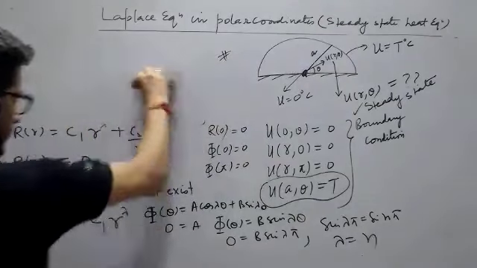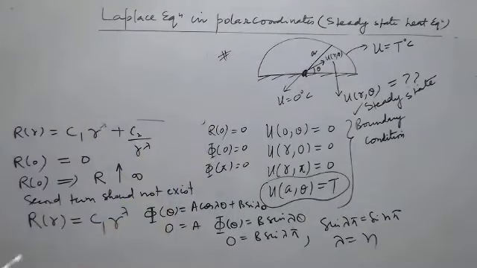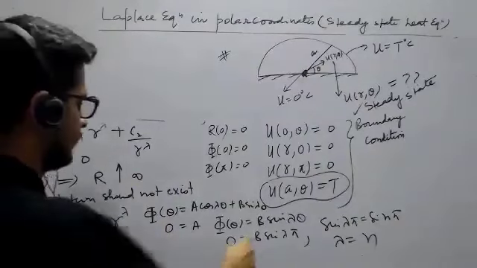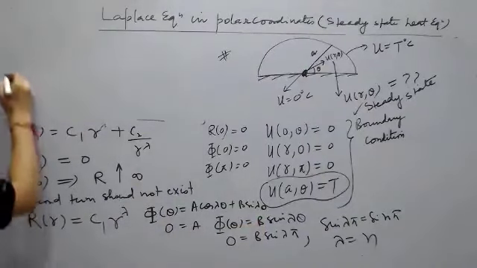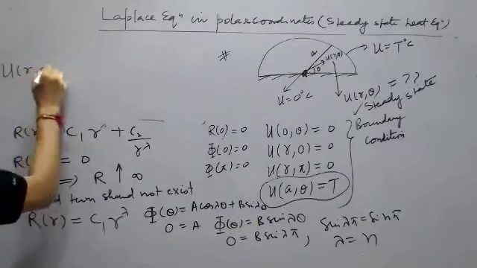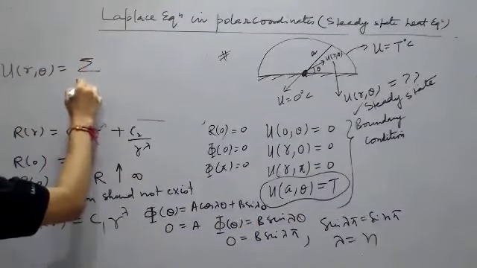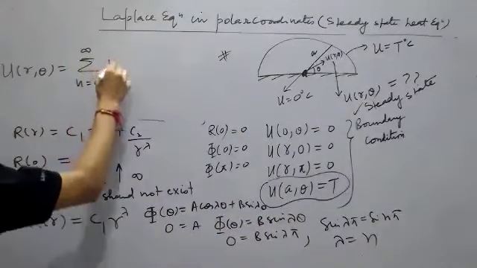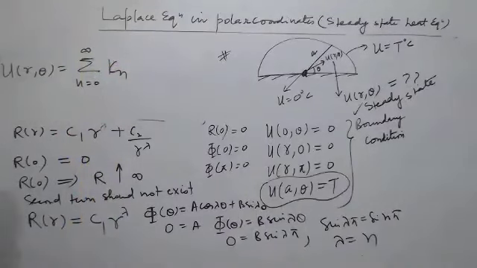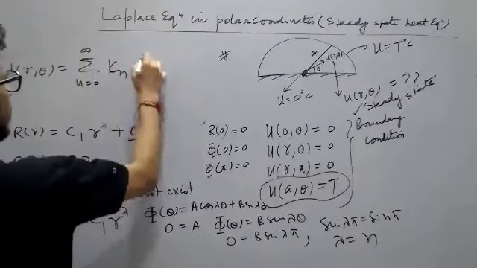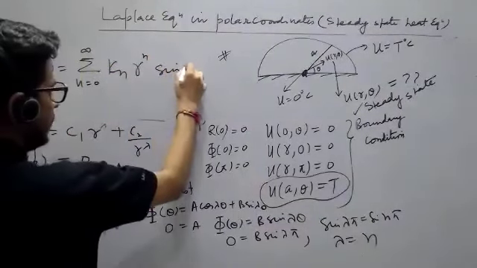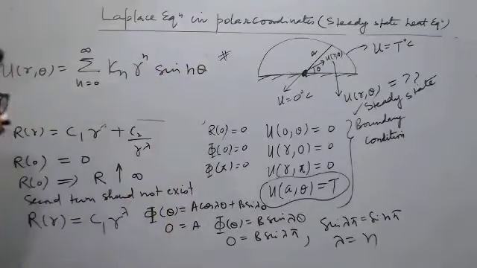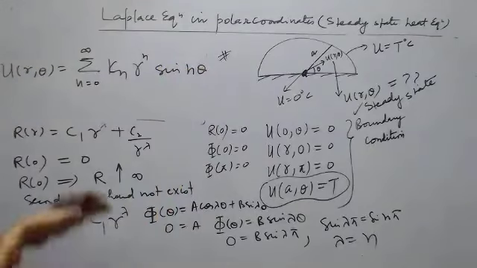So now what is the solution? So the solution is, let us multiply. When c1 is multiplied, it will go with b, and we can write it as u of r comma theta is equal to summation n is equal to 0 to infinity Kn. I can write that constant like this, r to the power n sin n theta. Now it will be written like this. Now the last boundary condition will be applied.